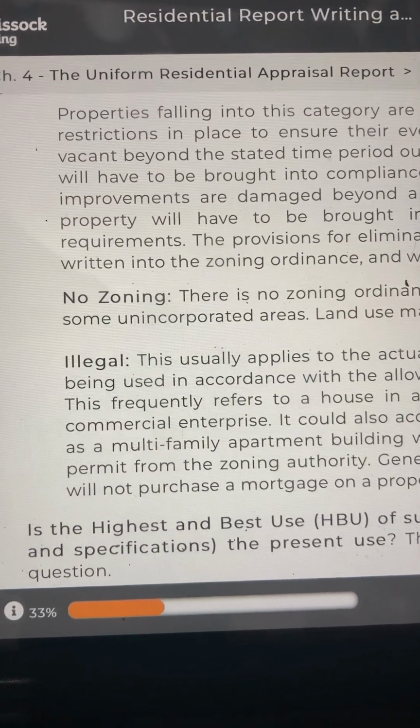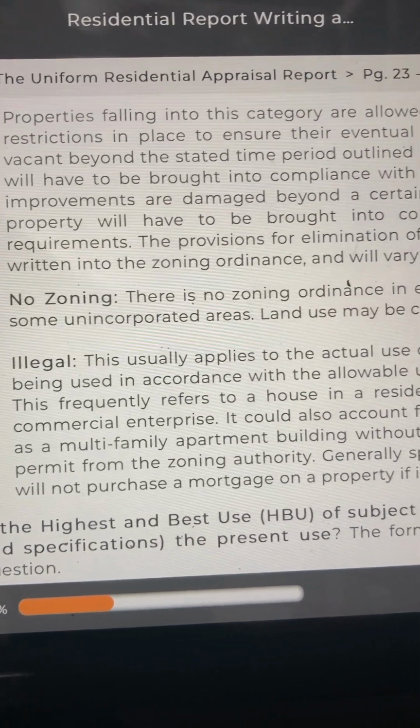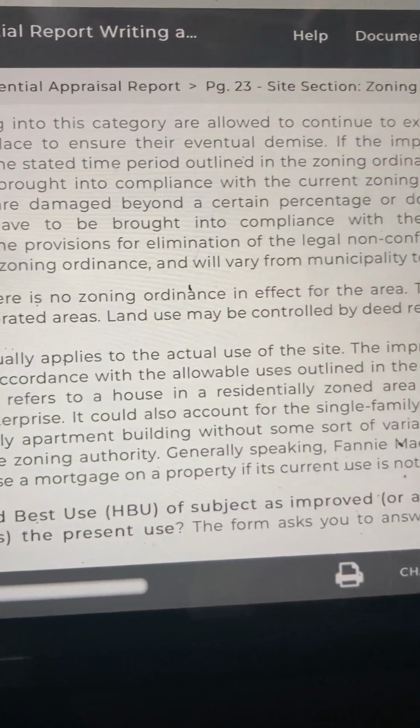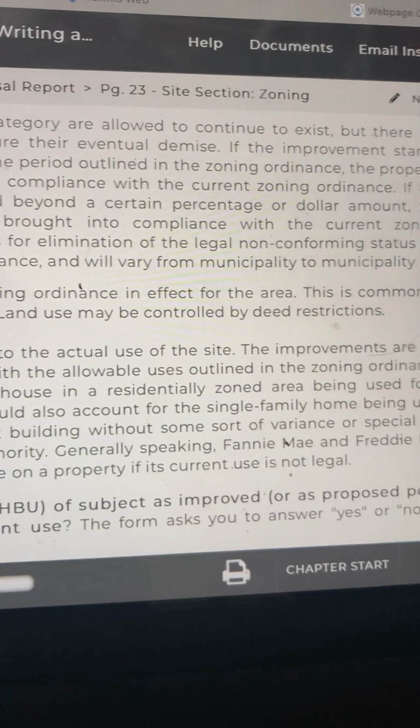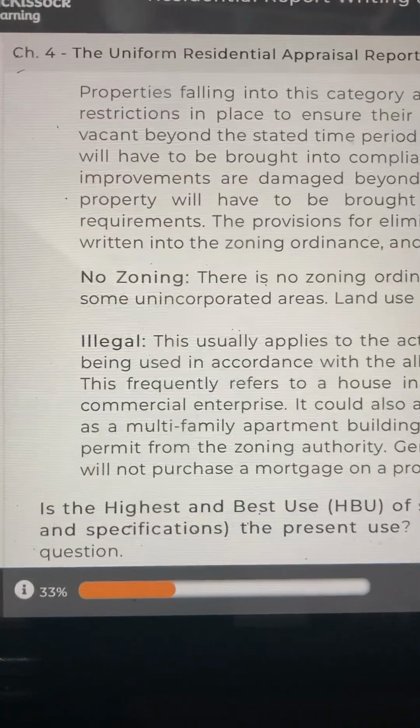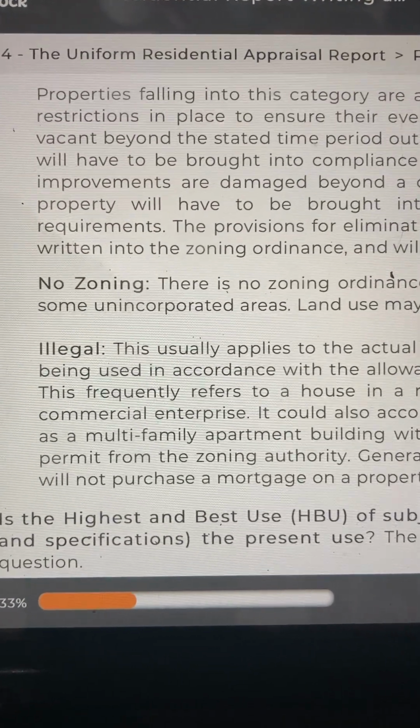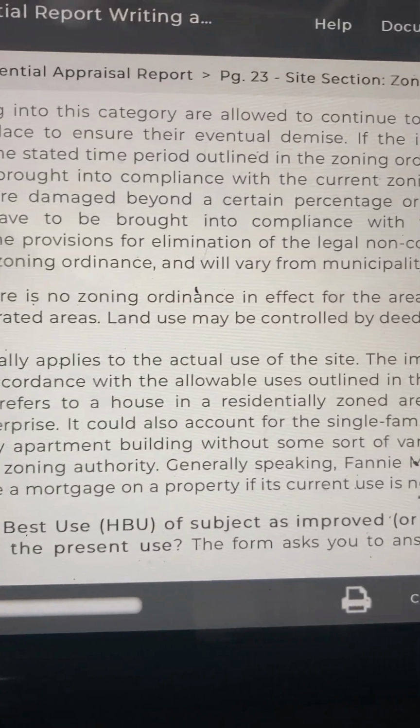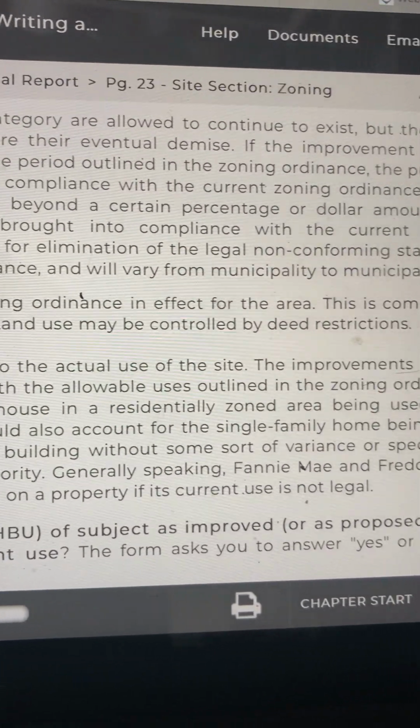No zoning. There is no zoning ordinance in effect for the area. This is common in some unincorporated areas. Land use may be controlled by deed restrictions.